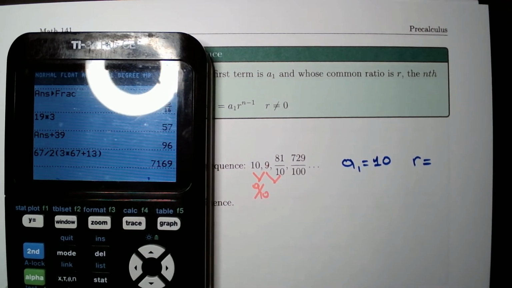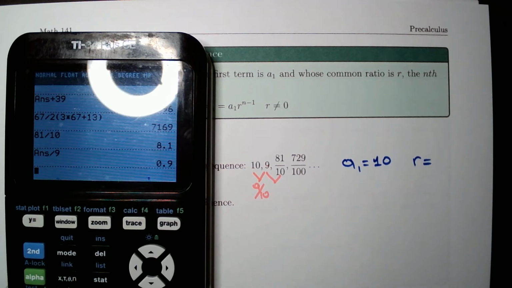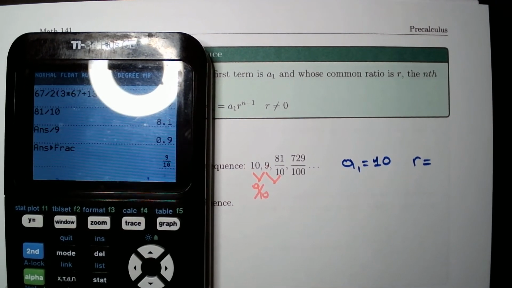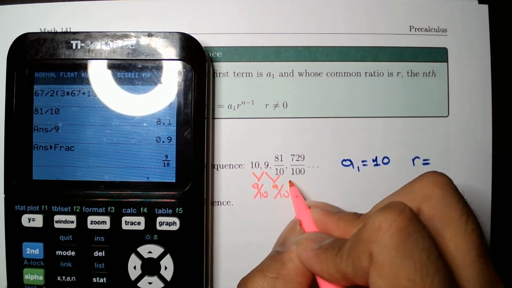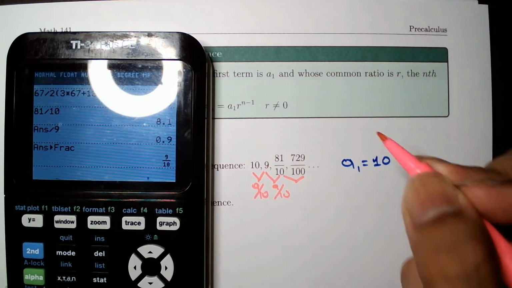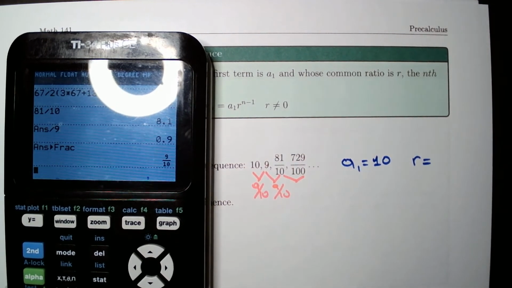81 over 10. We're going to get decimals, don't worry. Divide by 9. And yeah, that's 0.9. 9 over 10 on do math frac. Yeah, that's 9 tenths, 9 over 10. What about the ratio or the quotient of those two numbers?